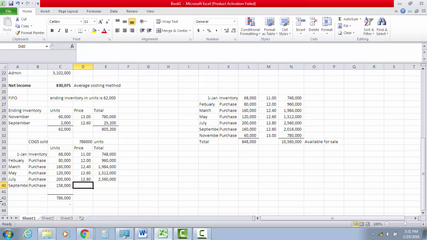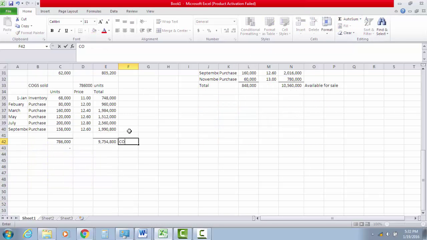Now, I say this only because you have enough to sell in September of that. So in your September, you sold 158,000 of that. Therefore, your total units sold gets you to 786,000. And your cost of goods sold value is $974,800.